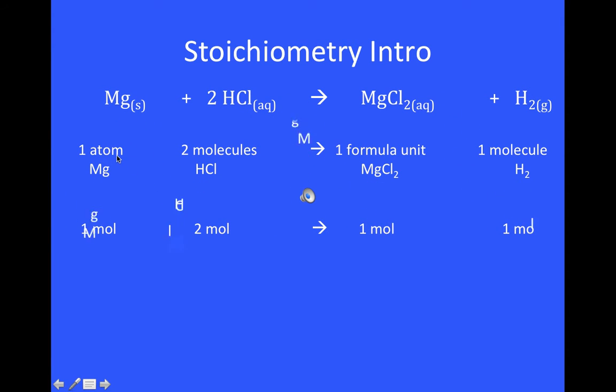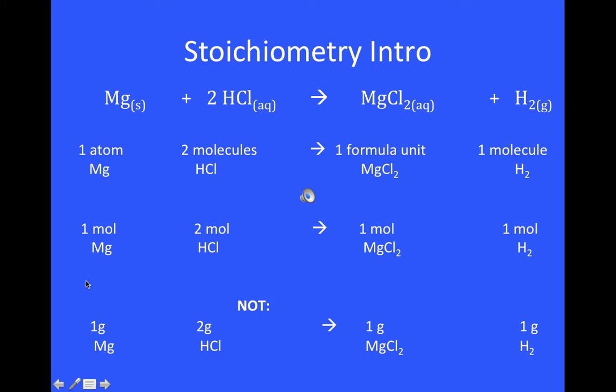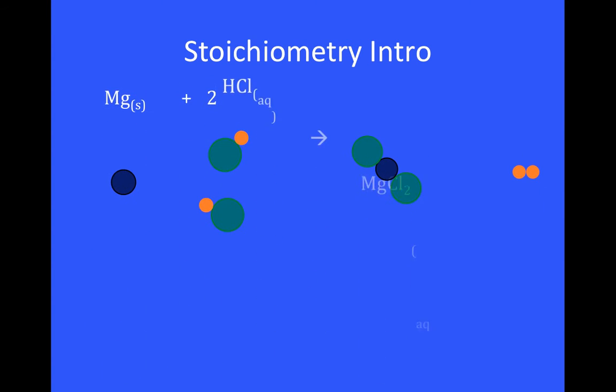Well, if we count in terms of particles, we can also count in terms of moles. So we can go 1 to 2 to 1 to 1. And that's generally the level we'll operate at. But we can't simply say, oh, we got a gram of this, 2 grams. That simply will not work. And that's why there should be a big X across your notes. So it's got to be either in particles or moles of particles.